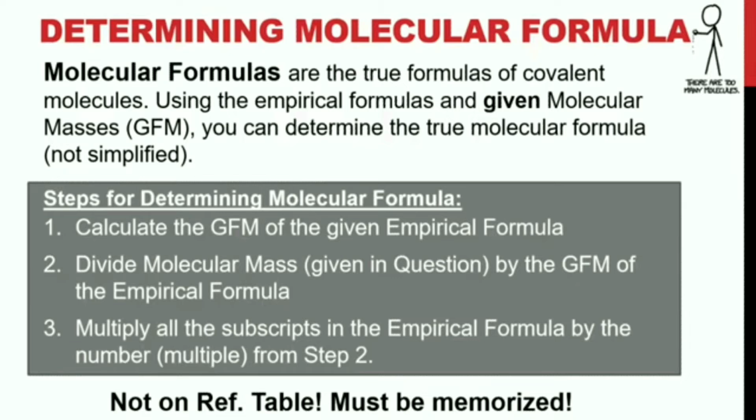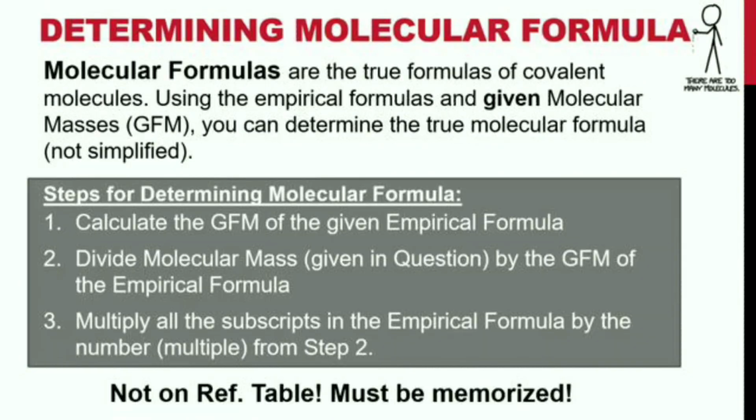First, you will calculate the gram formula mass of the empirical formula. Then you will divide the molecular mass, which is always given in the question, by the gram formula mass. Then you will receive a multiple. You will multiply all the subscripts in the empirical formula by the multiple in order to find the molecular formula. Let's try some examples so you can see what we are talking about.